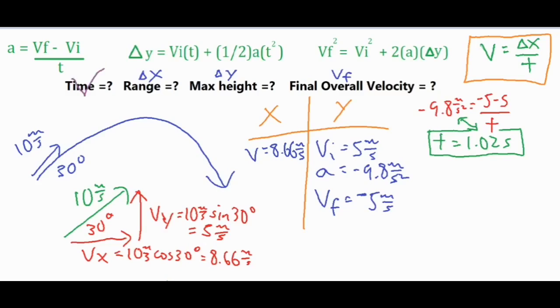Now the second thing is we're going to find our range. Because time is not a vector, it can be slid into our x column, which is what we're going to do. We have our time right over here, and we can make that 1.02 seconds. So we can go ahead and use our constant velocity formula and solve for that delta x.